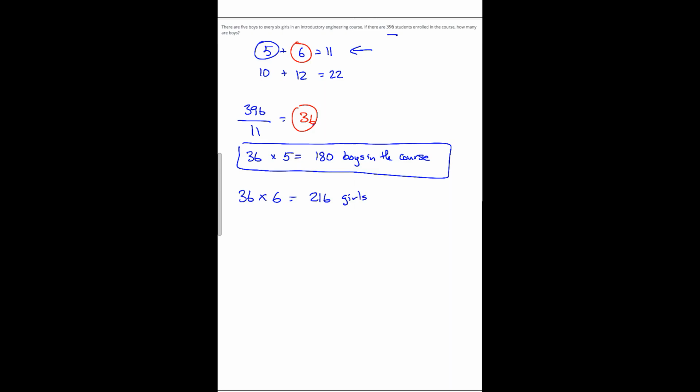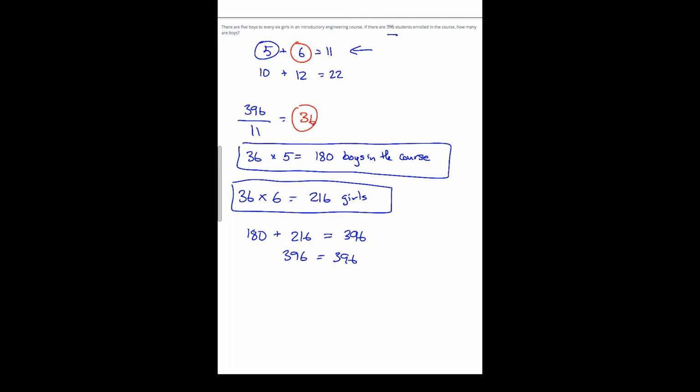All right, so let's double check this. This is where we check to make sure the answer makes sense. We have the number of boys plus the number of girls. We hope and pray it gives us 396. And guess what? It does. So that's one way to figure out how many girls there are in the class.